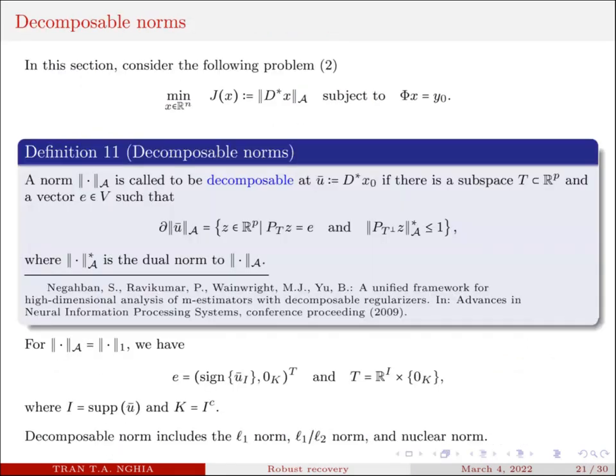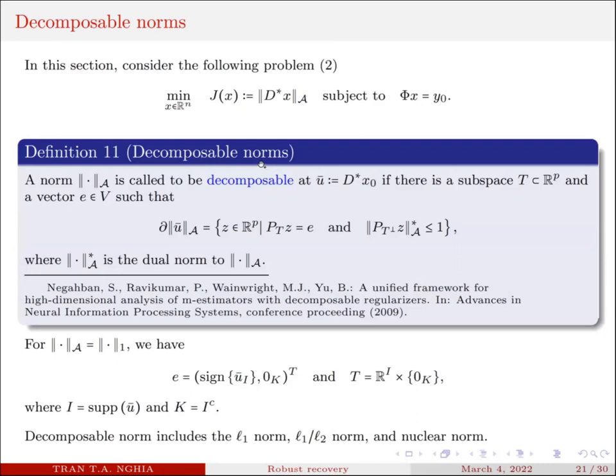Okay. Now in this talk, I will focus on the case of decomposable norms. In our paper, we consider the function J right here. It could be any convex function, or even a non-convex function for robust recovery, but when we go to strong minima, we suppose that the function J right here is convex. But for the talk, for simplicity again, I consider the case of decomposable norms.